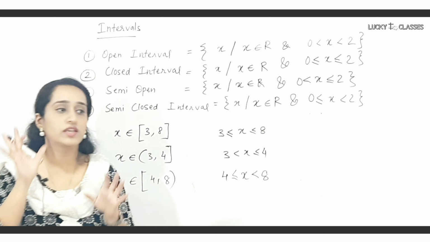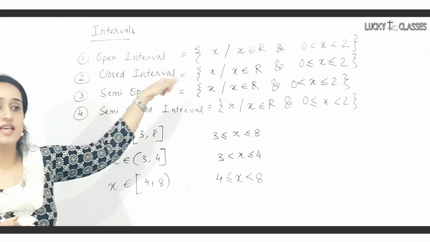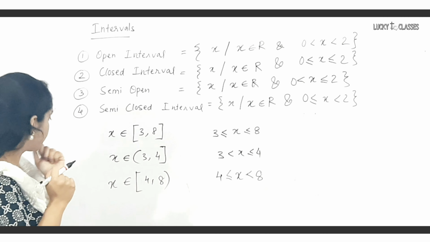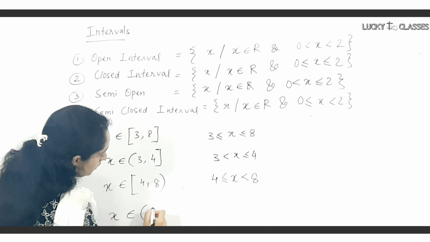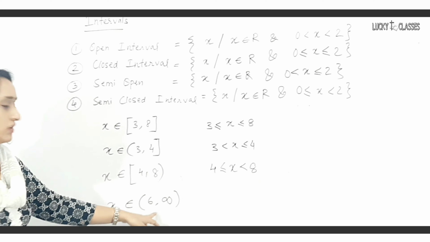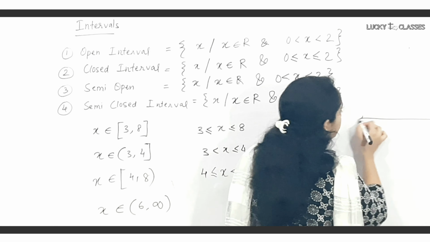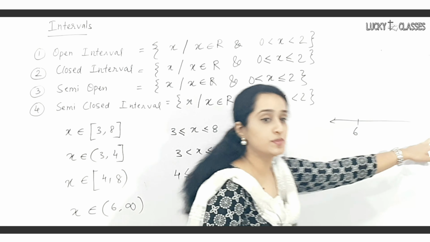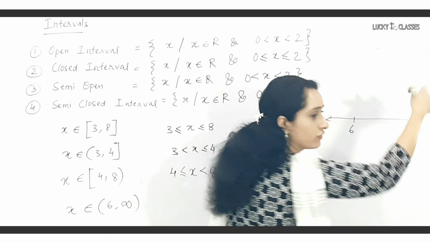For intervals, you will always keep in mind the real number line, and then only you will define it in set builder form. For example, if I say x belongs to open interval 6, infinity, on the real number line I'll have a point 6 here, and infinity means positive infinity. We don't know the value, right? So it will go on.